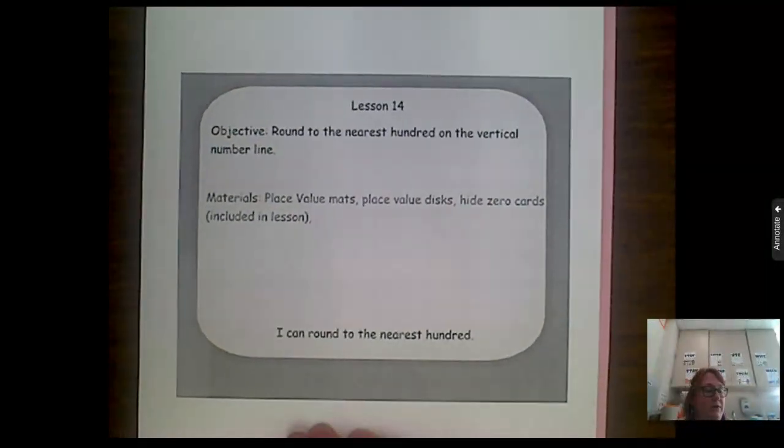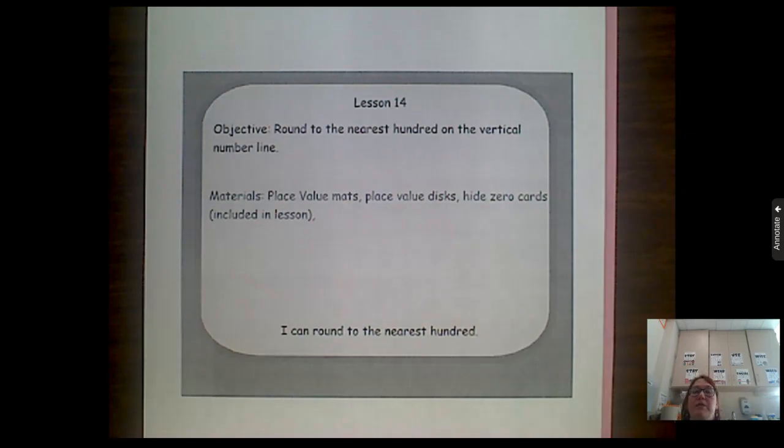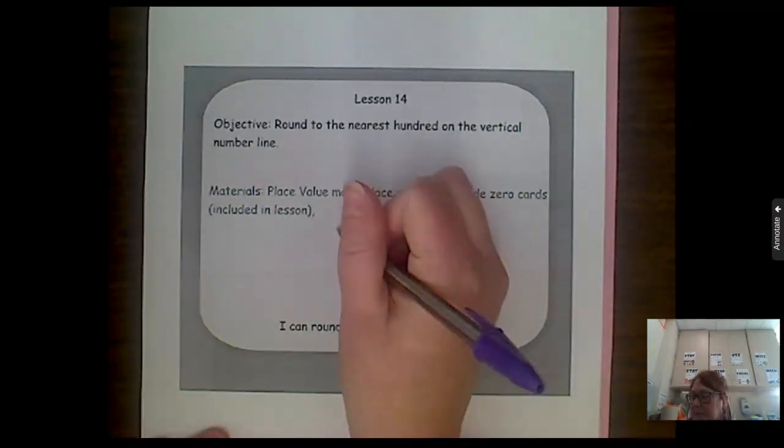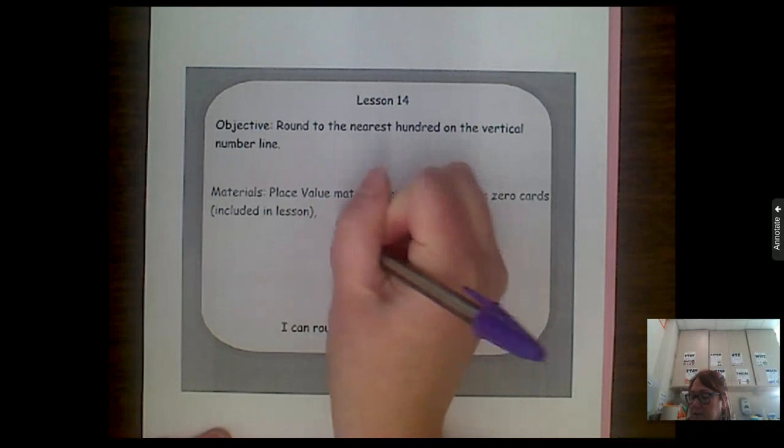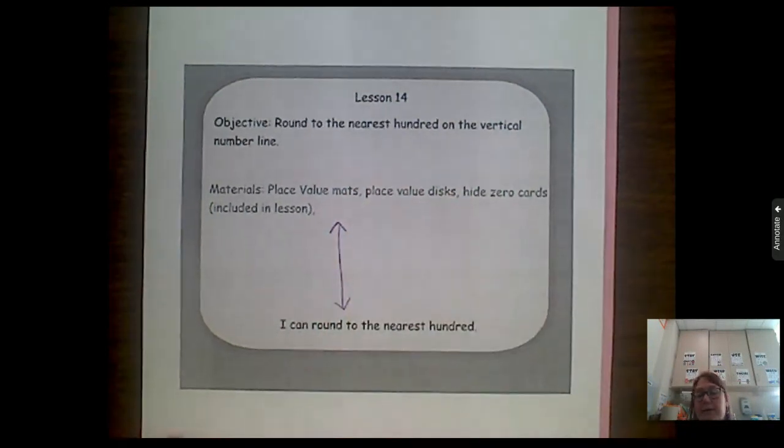Okay, so if we look at our math lesson 14 today, our objective is that we're going to be rounding to the nearest 100 on the vertical number line. If we remember, yesterday we were also rounding on a vertical number line. Remember, vertical just means up and down. So a vertical number line looks like that. And just to recap real quickly what we did yesterday.